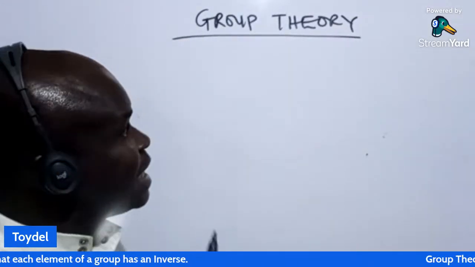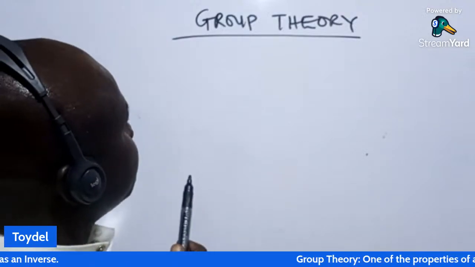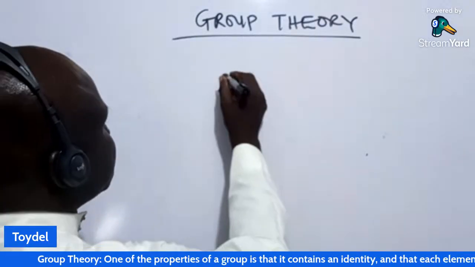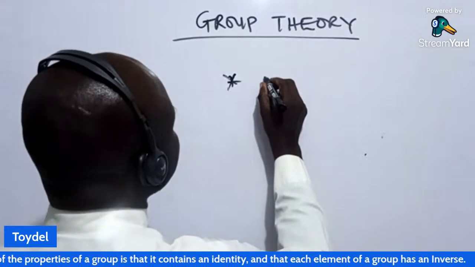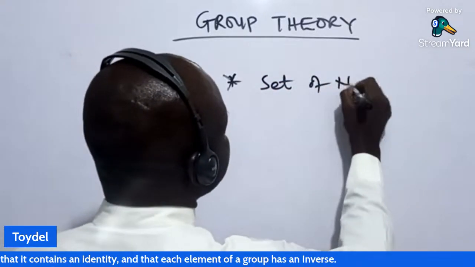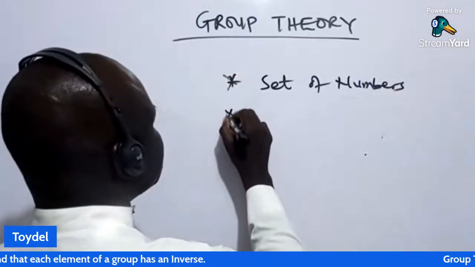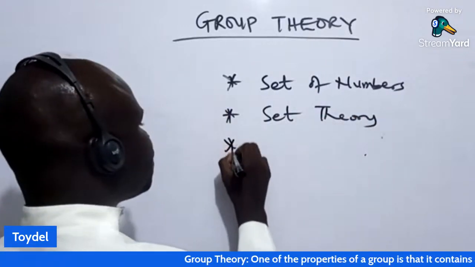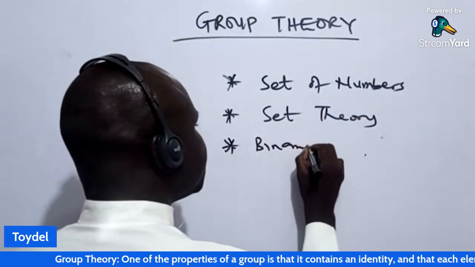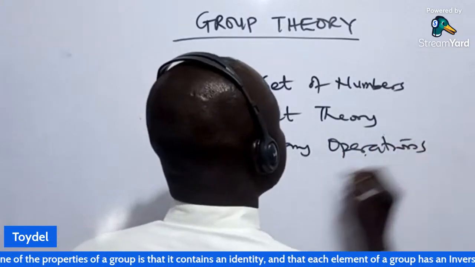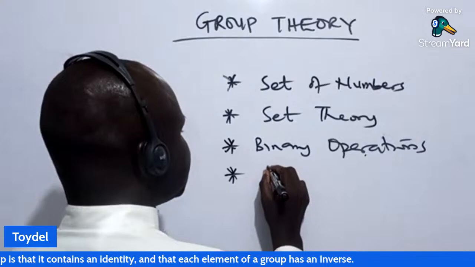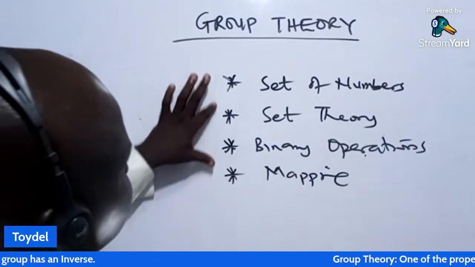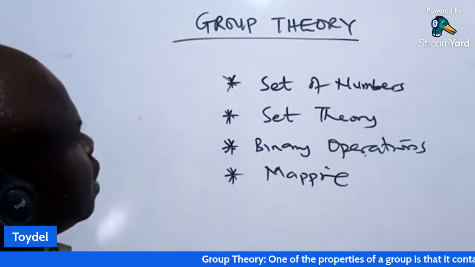For us to be able to have in-depth understanding about this concept, the knowledge of the following concepts will be required. The first one is to have proper understanding about the sets of numbers. Then you must also have proper understanding about set theory, about binary operations, and about mapping. All these concepts I've treated in the past.